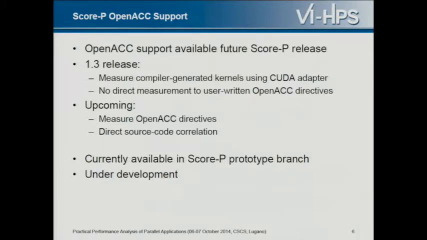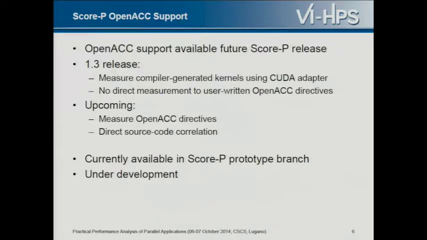Since the PGI compiler is generating new source code with CUDA API statements and CUDA kernels from your original directive source code, it's effectively running CUDA as a backend. So we can already, using the CUDA adapter of Scopy, measure those compiler-generated kernels. And we can already capture those compiler-generated API calls. However, what we can't do right now is a direct measurement of the user-written directives. So you will get a kernel with a kind of generic name, and you will see all the CUDA API calls, but it won't tell you this correlates with the directive I have written in file X, line Z, something like that.